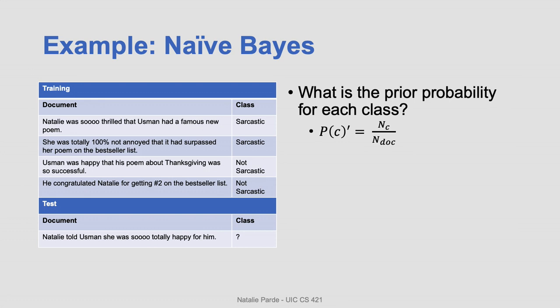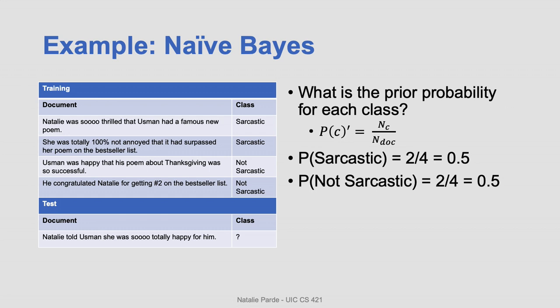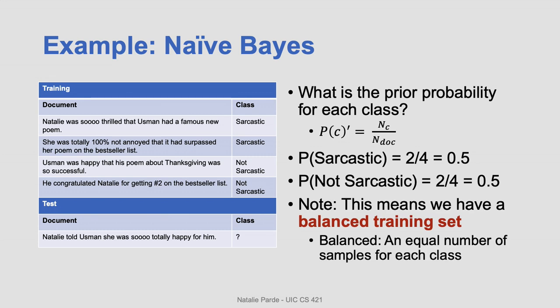So to train our model, we'll first need to figure out the prior probability for each class. We have 2 classes here, so first let's go ahead and find the prior probability for sarcastic. We see that there are 2 sarcastic instances out of our total of 4 instances in our training set. There are also 2 non-sarcastic instances. So our prior probabilities are 0.5 for each class. This means that based on class probabilities alone, the test sentence would be equally likely to be sarcastic or non-sarcastic. This means we have a balanced training set, so let's move on to computing likelihoods now.